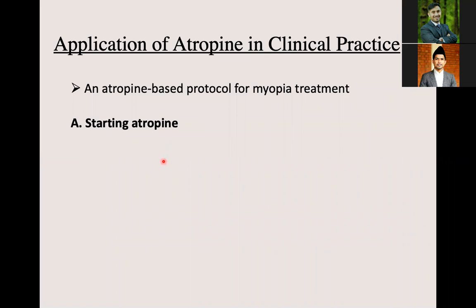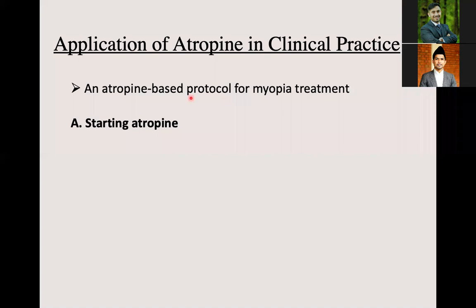Now, in our practice, in our hospital, we are using 0.01% atropine. We are studying it, and we have trialed almost three or four cases. I have mentioned some points here on how we start atropine, the best protocol for myopia treatment. These are some of the protocols we follow in our hospital before starting atropine.